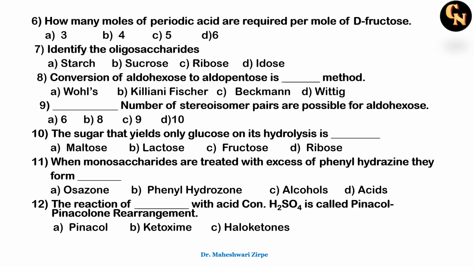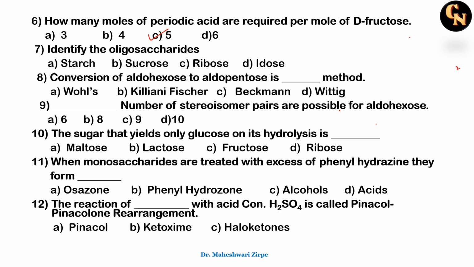Next is, how many moles of periodic acid are required per mole of D fructose? Students, when we saw the reaction question answers of previous solved university papers, I explained this. You will get 5. Okay, 5 moles of periodic acid are required.